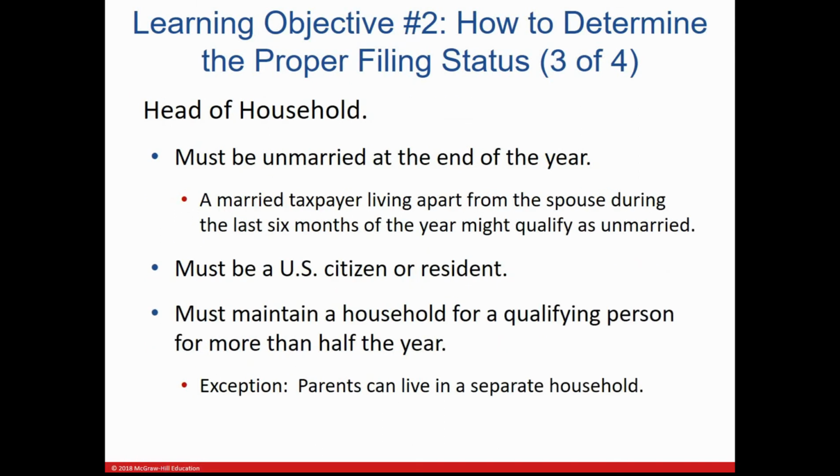Another filing status is head of household. Here you must be unmarried as of the end of the year. So, for example, a married taxpayer living apart from the spouse during the last 6 months of the year may qualify as unmarried. You must be a U.S. citizen or resident, and then maintain a household for a qualifying person. We'll talk about that in a few minutes. There is an exception regarding maintaining a household, and that is that if a parent is, for example, a qualifying person, they can live in a separate household. For example, if an elderly parent is in a nursing home.